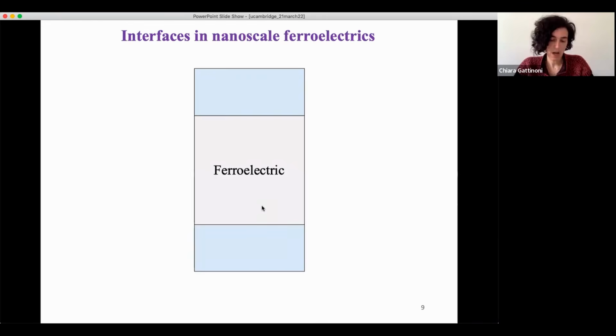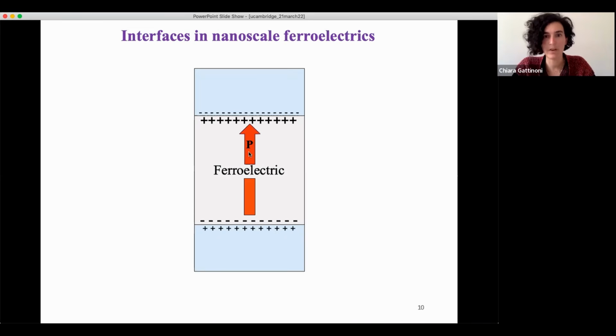And so how does it do it? So I'm just going to go a little bit through the literature, what we know about how the system tries to compensate the surface charges. So let's say that we have a ferroelectric material, and in blue, this is the interface. It can be vacuum, it can be a metal, an insulator, or whatever.